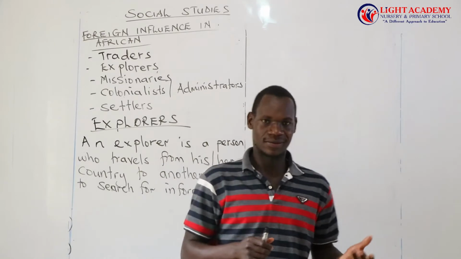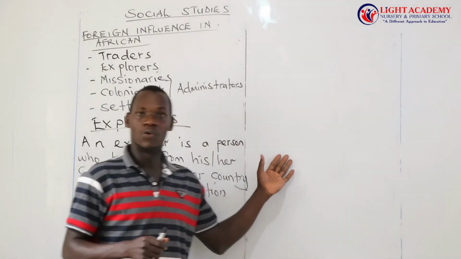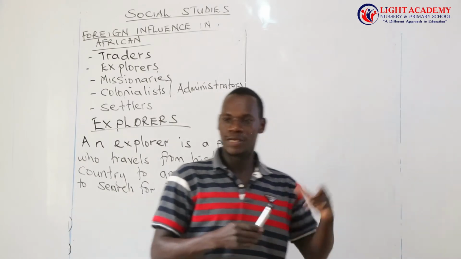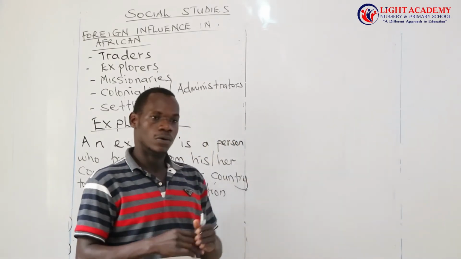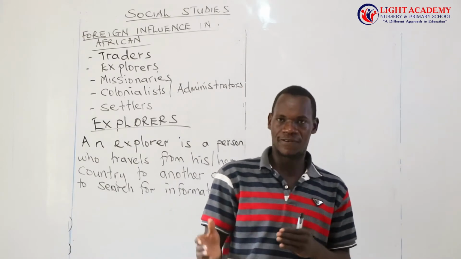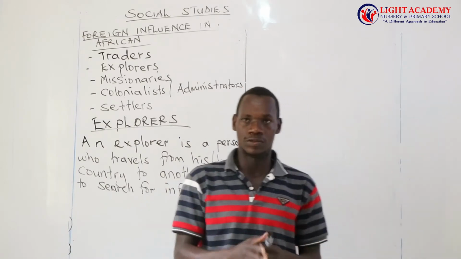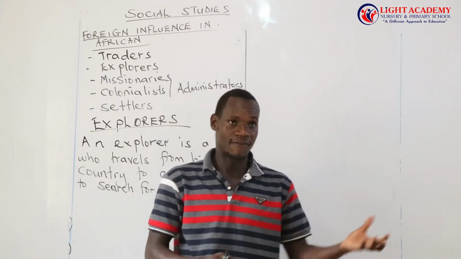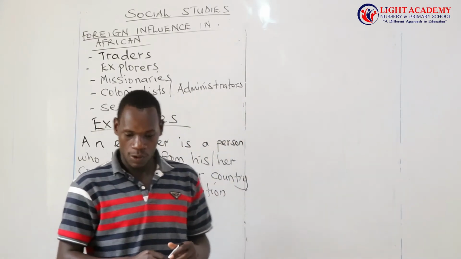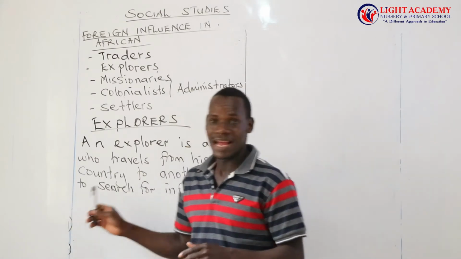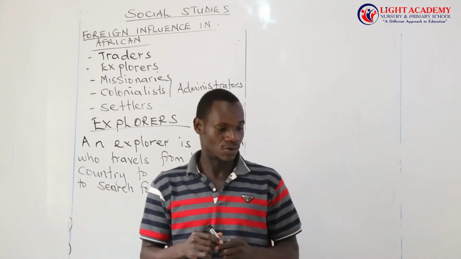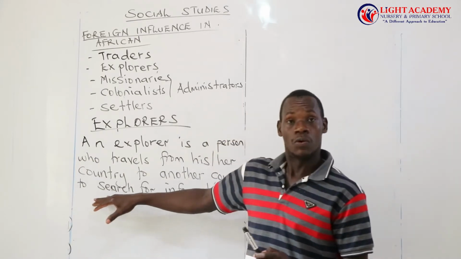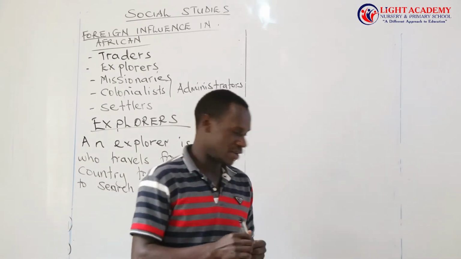For many years, Africa was not known to the outside world, but we had a group of people who made that prophecy that Africa wasn't known to the outside world become untrue. Now as they came, Africa was known to the outside world. One of the reasons why Africa was not known to the outside world was that little was known about its interior.